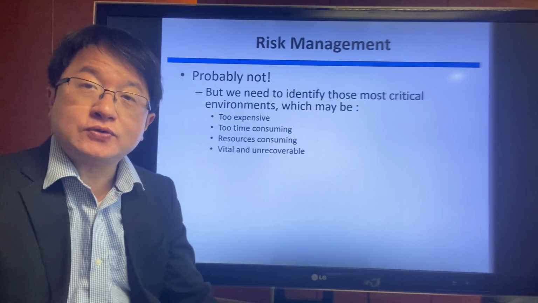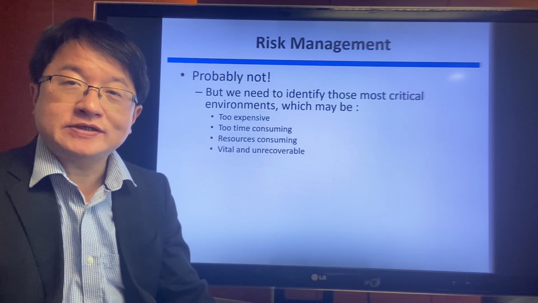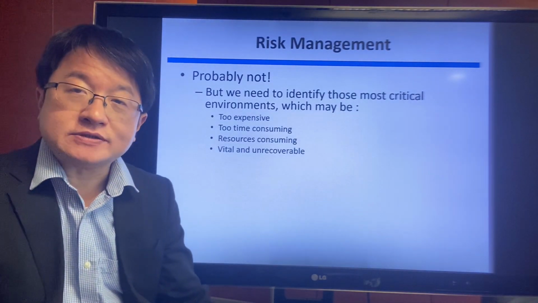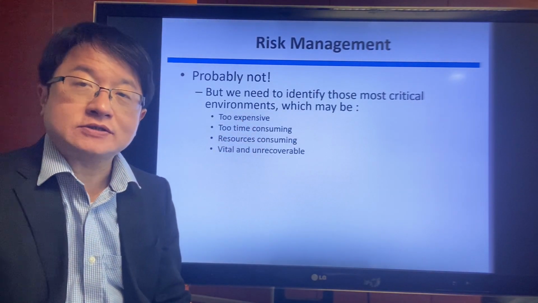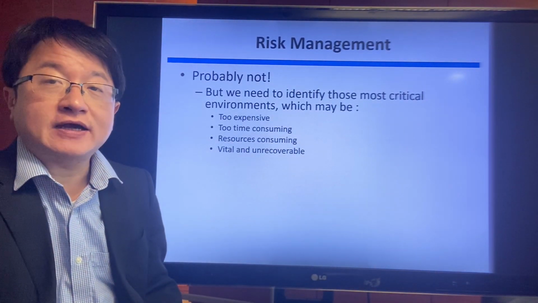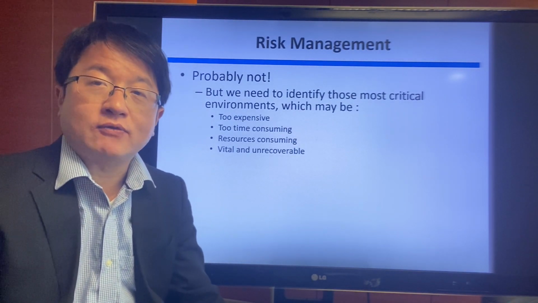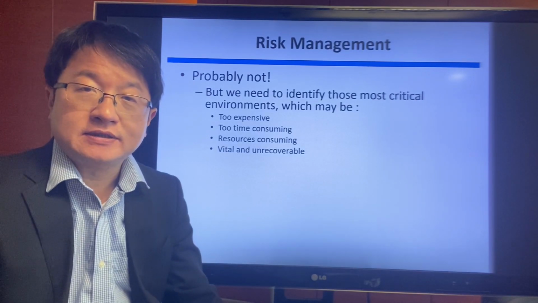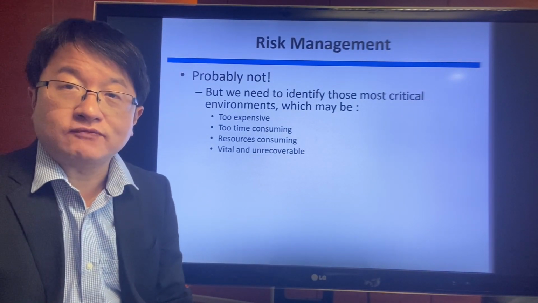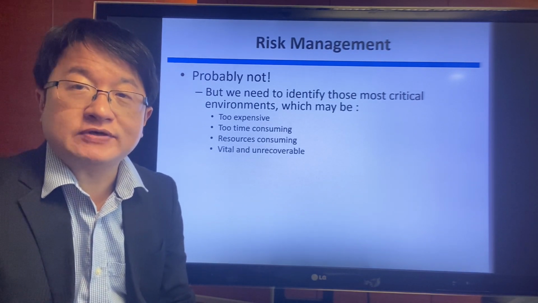But do we need to avoid doing anything? Stay at home like what we are doing now to avoid all kinds of risks? Probably not. We need to also measure the consequence of risk. How expensive will the consequence be, and also whether it's too time consuming to rectify the problem, and what type of resources and the quantity of those resources that are required to avoid the risk. And finally, also whether this risk is fatal, whether it's not recoverable. So these are also the factors that we need to consider when we deal with risk management.